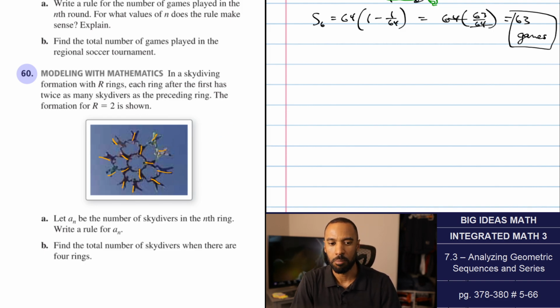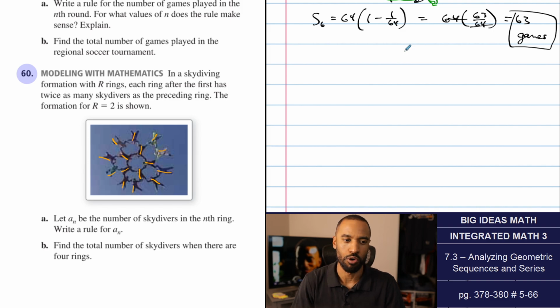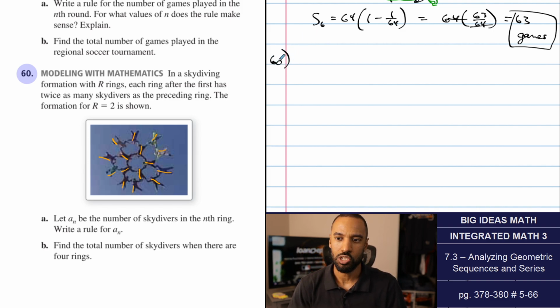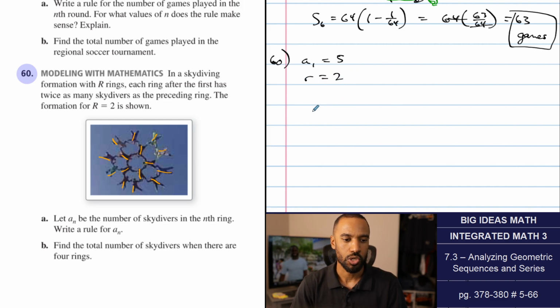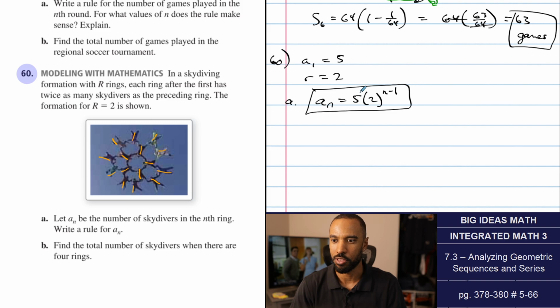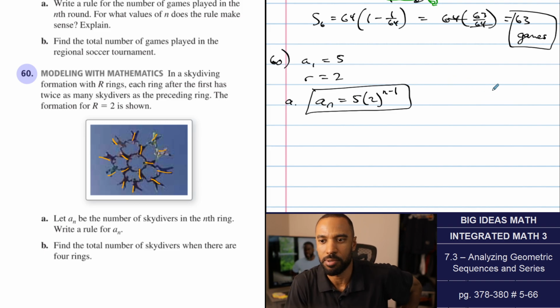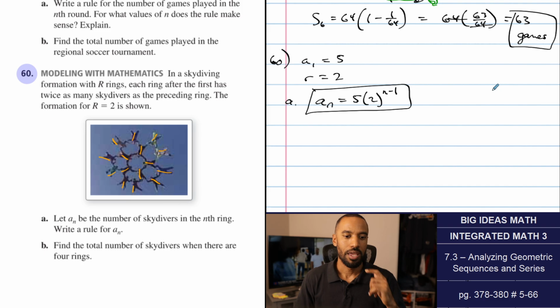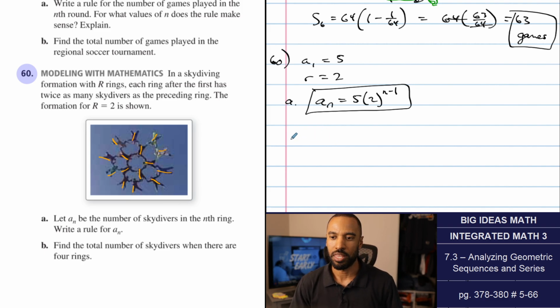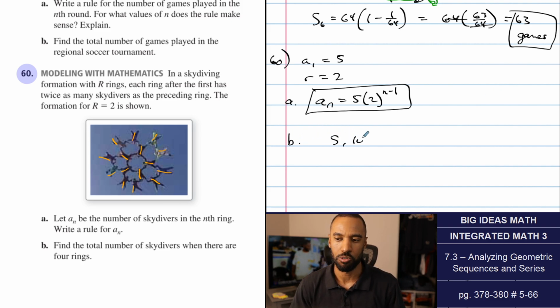Let A sub n be the number of skydivers in the nth ring. Write a rule for A sub n. So we do have an A sub 1 of 5 and a common ratio of 2. So our rule for part A can be A sub n is 5 times 2 to the n minus 1 power. Remember, this is not for the total number of skydivers. This is how many skydivers are in that next ring. They say find the total number of skydivers when there are 4 rings. Now, the practical approach, of course, would be 5 plus 10 plus 20 plus 40, which would be 75. 75 skydivers.